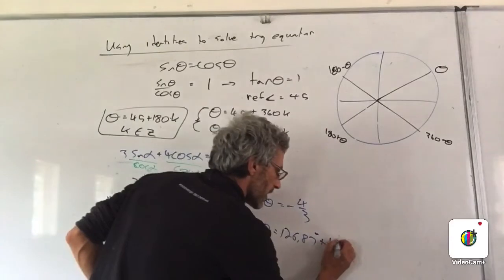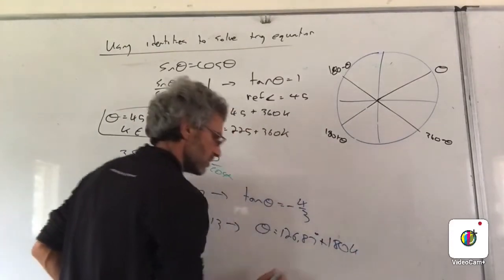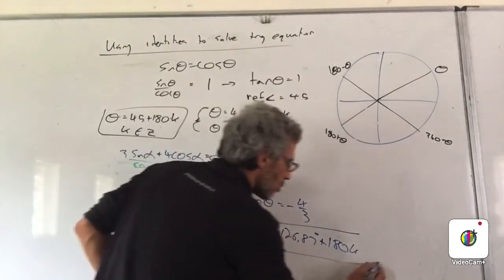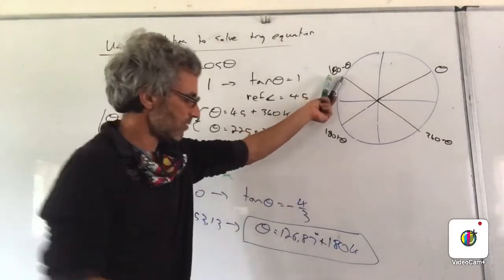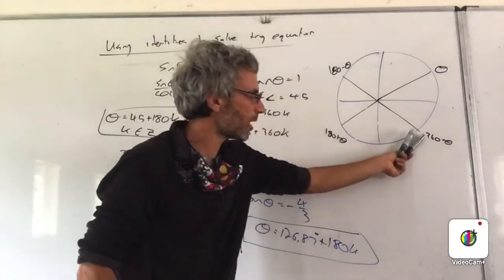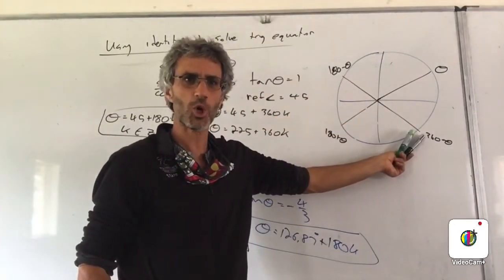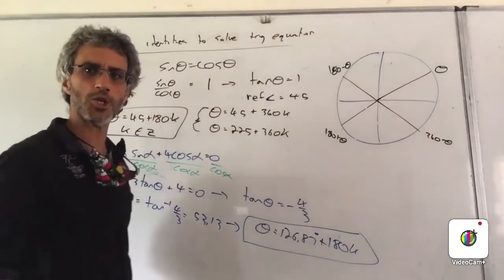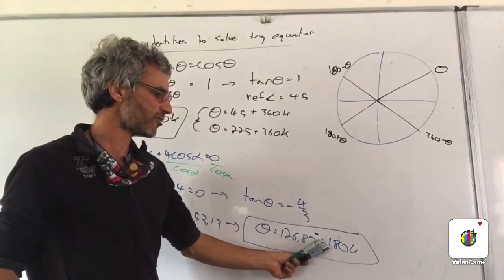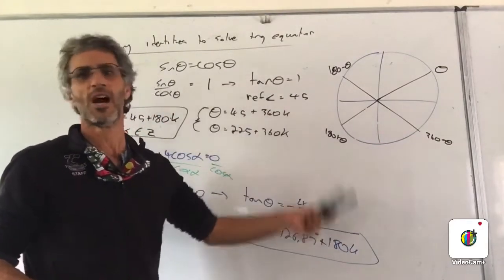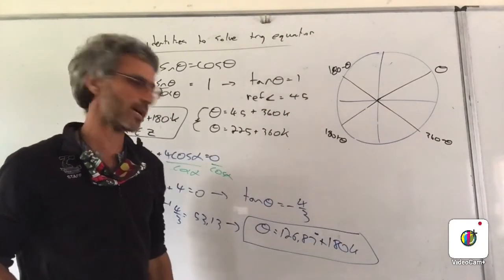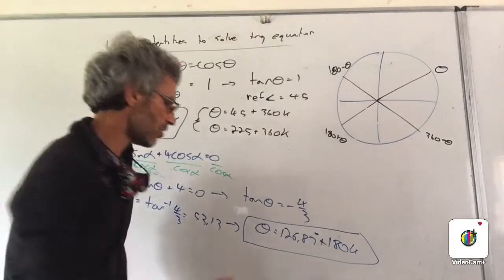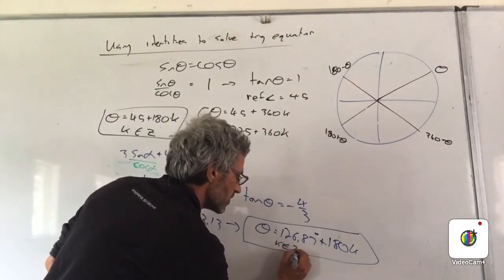I'm going to straight away add 180k. By adding 180k, when k equals 1, that will bring me to the fourth quadrant, so I don't need to do that again. So that's the general solution. I can only do that with a tan. Instead of adding 360k, add 180k, and I only need one quadrant to sort that out. And then obviously I need to write k belongs to Z.